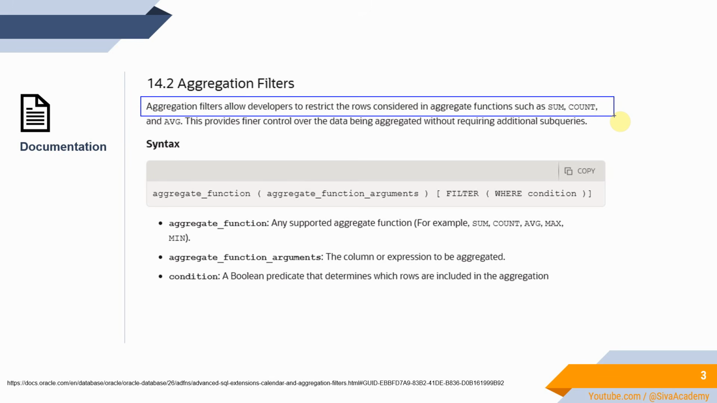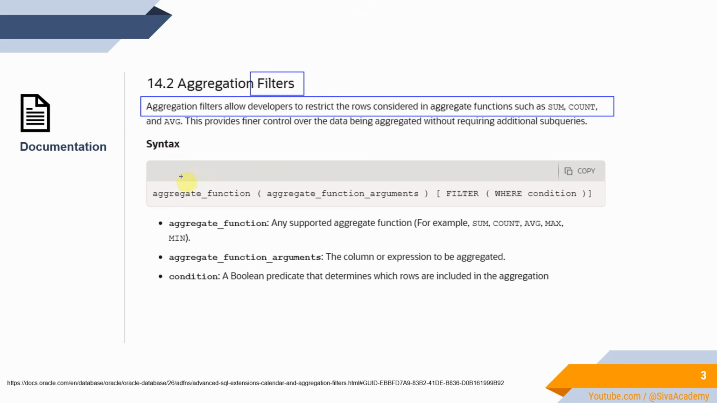So the aggregate function will take those rows as the input and then it will do the aggregation and return the output. However, using this aggregation filter, we have an additional option to say what additional data is to be filtered before passing that information into the function. So that's what we are going to see.